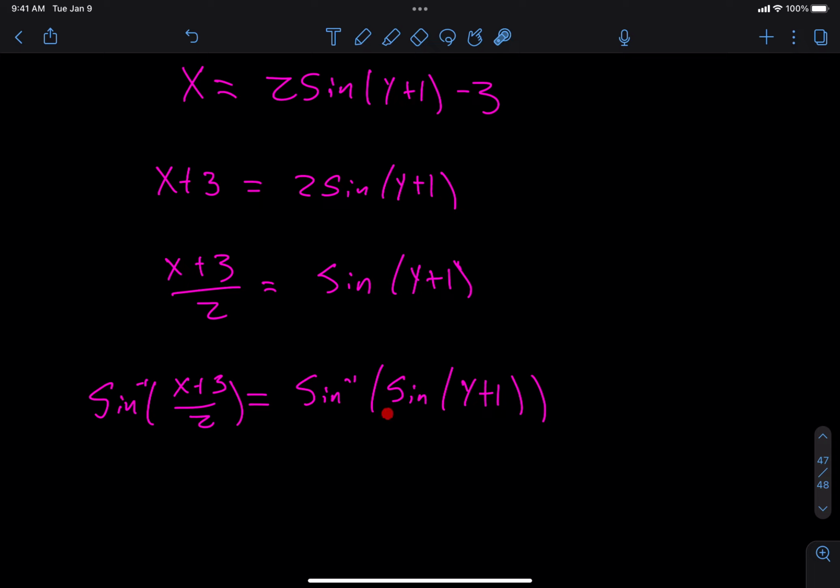And now what am I doing? I'm doing something and undoing it. So these are going to cancel, provided that what is true?